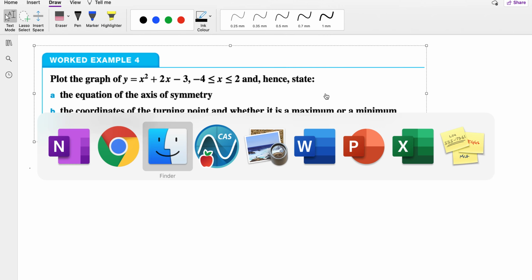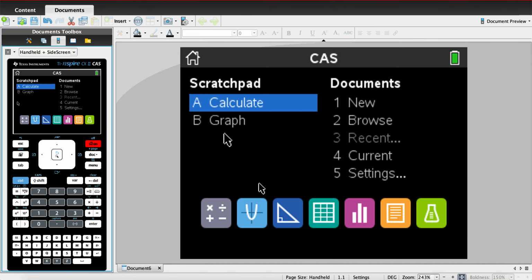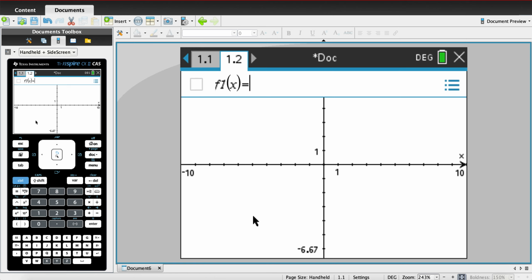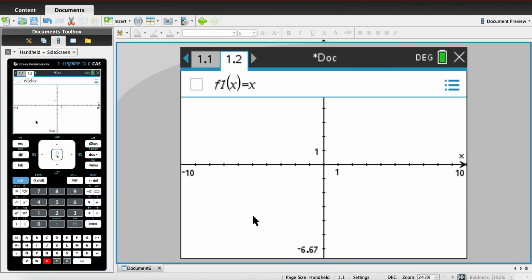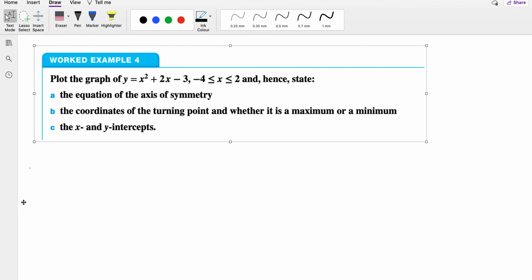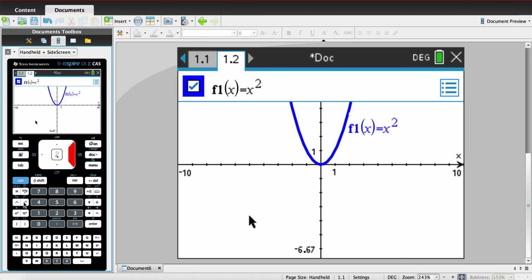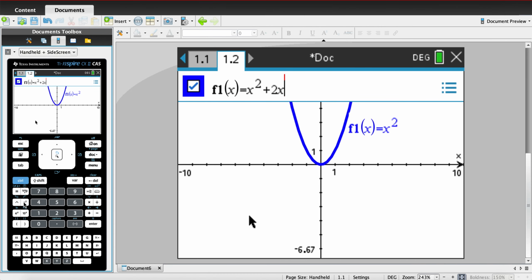Let's do how we're going to do that. So we're going to our CAS. This time I'm going to go menu, I'm going to select a graph. Boom. Okay. So I'm going to enter my equation. So it's x squared plus 2x, take away 3.